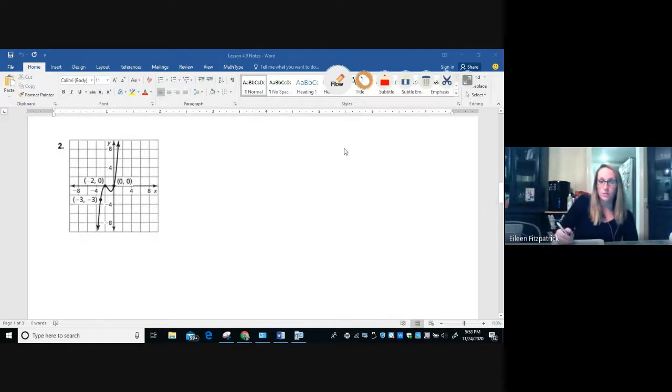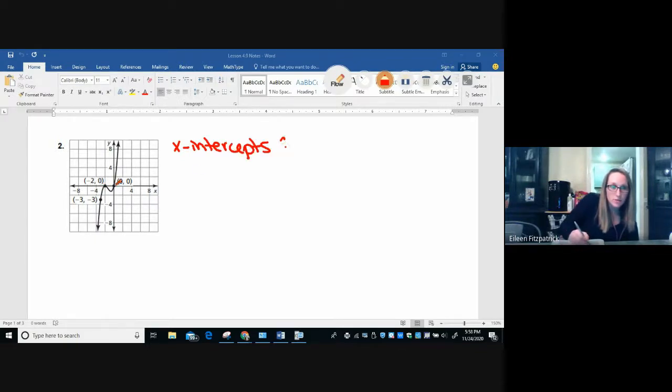All right, similar setup. My x-intercepts are -2 and 0. Are either of them repeats? Remember, the repeated solutions are the ones where you just touch. If you pass through, it's not a repeated solution. So this one is your repeated solution.